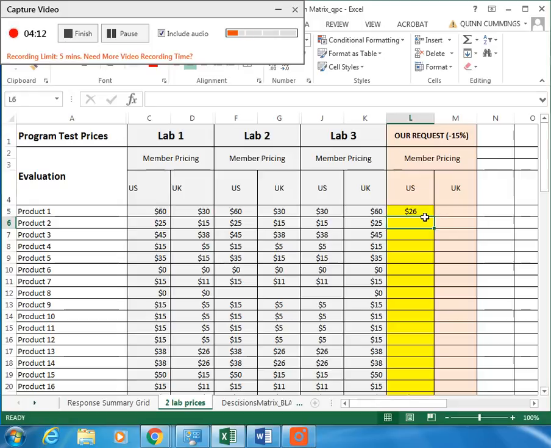Then you take that and you drag it all the way down. And it's done the work for you across the board. Isn't that great? We do the same thing in the UK.